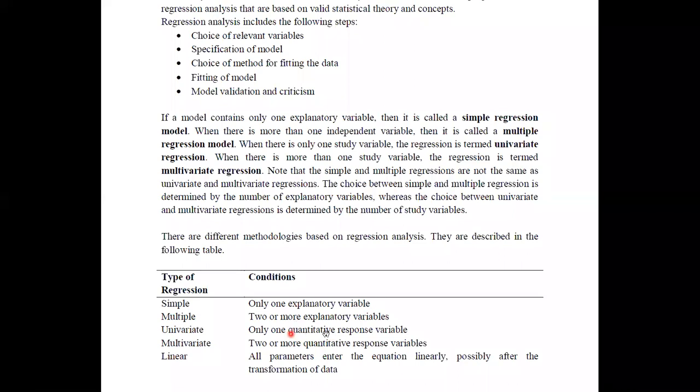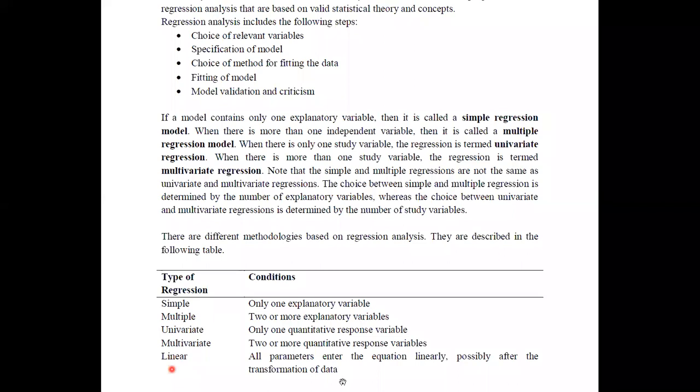If you have one quantitative response variable, then you can go for the univariate regression models. And if there are two or more quantitative response variables, then you have to go for the multivariate regression models. Generally we can say these are the four techniques that we can use to identify, and thereafter we need to identify whether the regression is linear or nonlinear also.